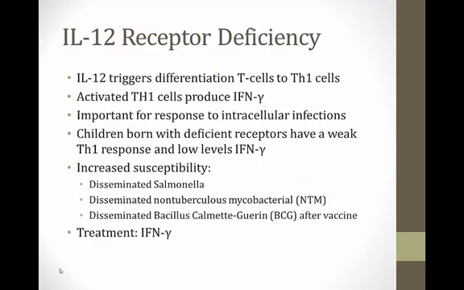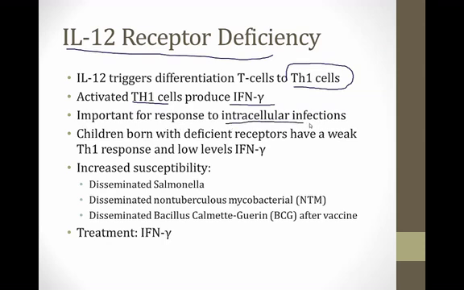The last thing I'll mention is a very rare condition called an IL-12 receptor deficiency. Recall that IL-12 triggers the differentiation of T cells into Th1 cells, and activated Th1 cells produce interferon gamma. And these two things are important for the response to intracellular infections, especially the response to some mycobacterial infections. Very rarely children are born with deficient receptors, and these children have a weak Th1 response and they have low levels of interferon gamma. And in these children, it's been shown that they have increased susceptibility to some non-tuberculosis mycobacterial infection. They also tend to get more disseminated salmonella infections.